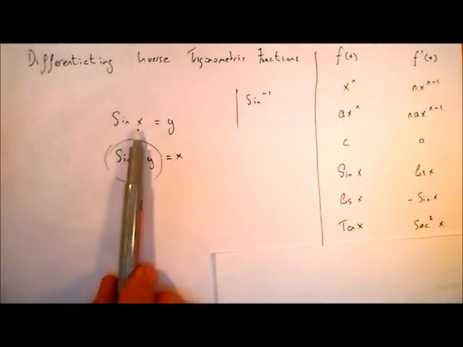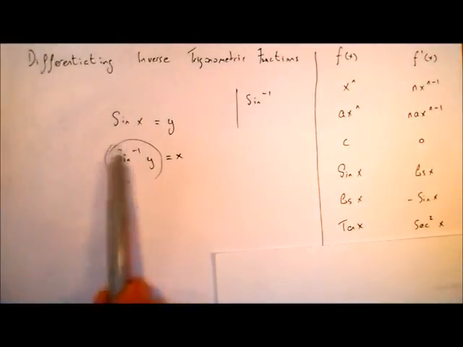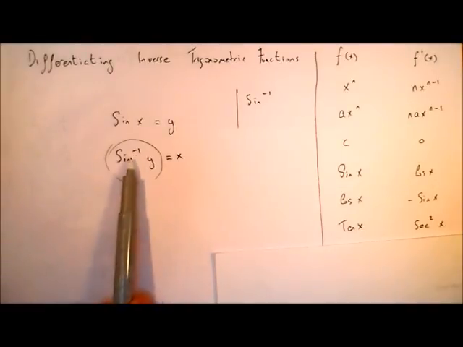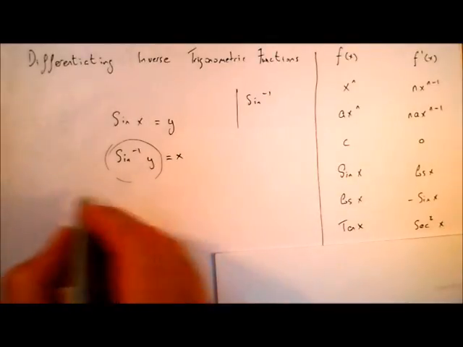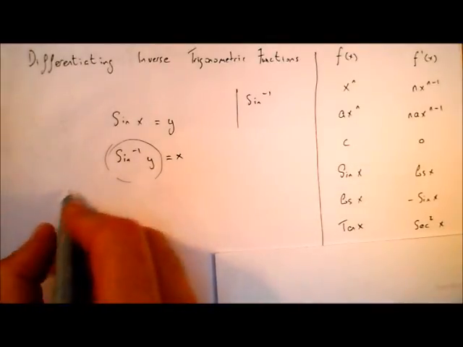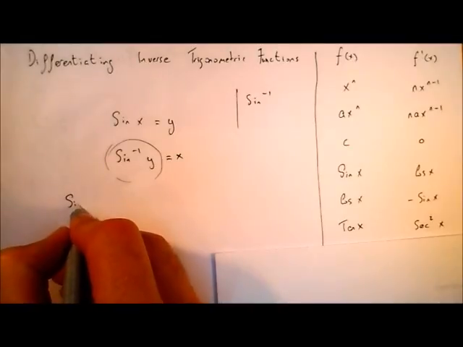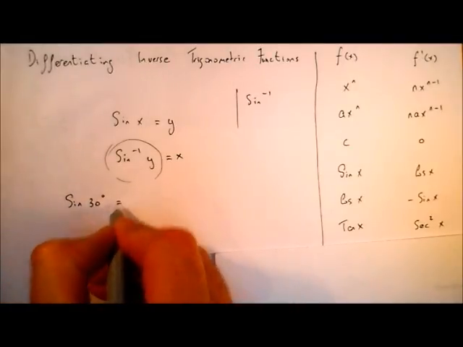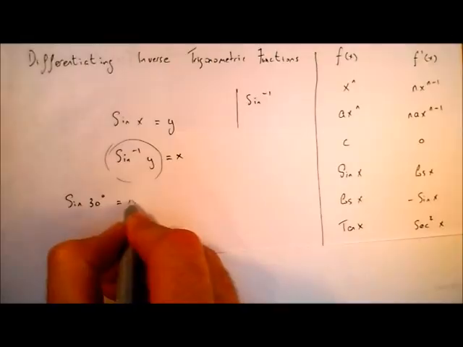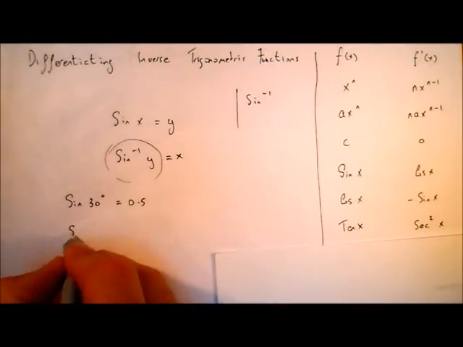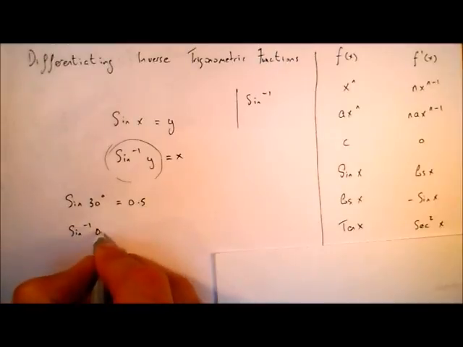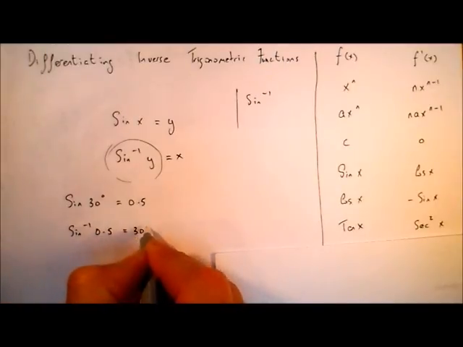Say we have sine of x is equal to y. Well, then I can rearrange that equation and write it as sine inverse of y is equal to x. So let's fill in a few numbers and I'll show you exactly what I mean. Say we have sine of 30 degrees. Well, sine of 30 degrees is equal to a half, 0.5. But I could work backwards. I could say sine inverse of 0.5 is equal to 30 degrees.